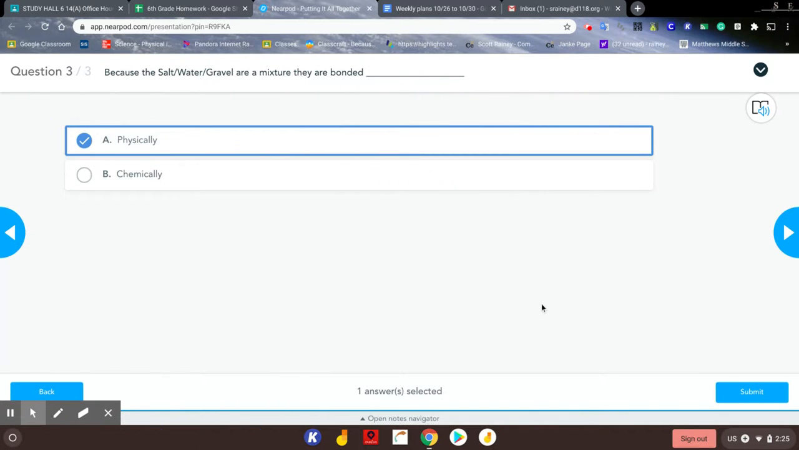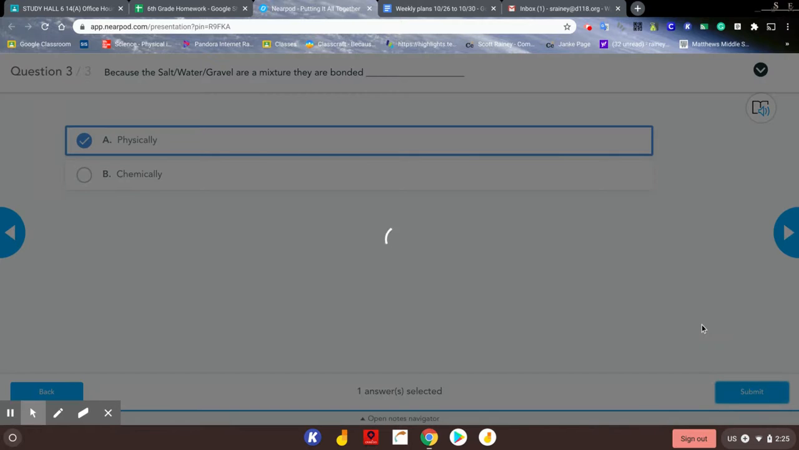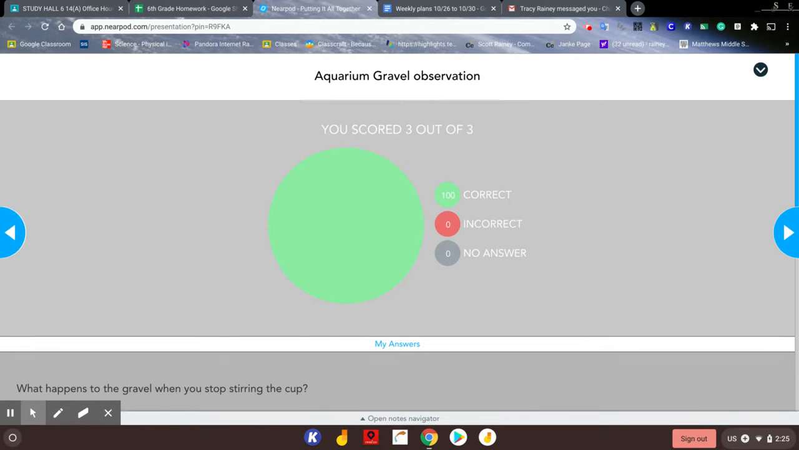And finally, because the salt, water, and gravel are a mixture, they are bonded physically. Remember, a mixture is a physical bonding. I could pull them apart easily. If it's a chemical bond, it is not so easy to separate. Okay.